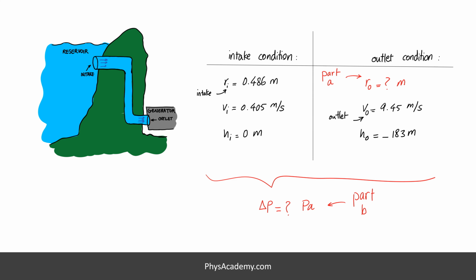We start with making a list of unknown and known variables. On the left-hand side, we have the radius and the velocity of the intake, plus we can assume the height of the intake is the reference, therefore, equals 0. On the right-hand side, we know the outlet's velocity and height. Since the outlet is 183 meters below the height reference, we have a negative sign for it.